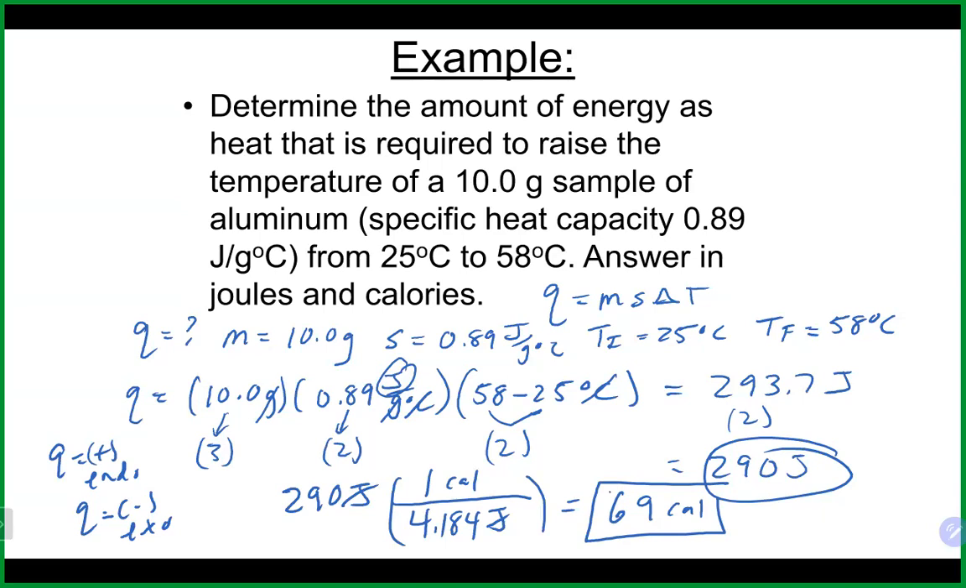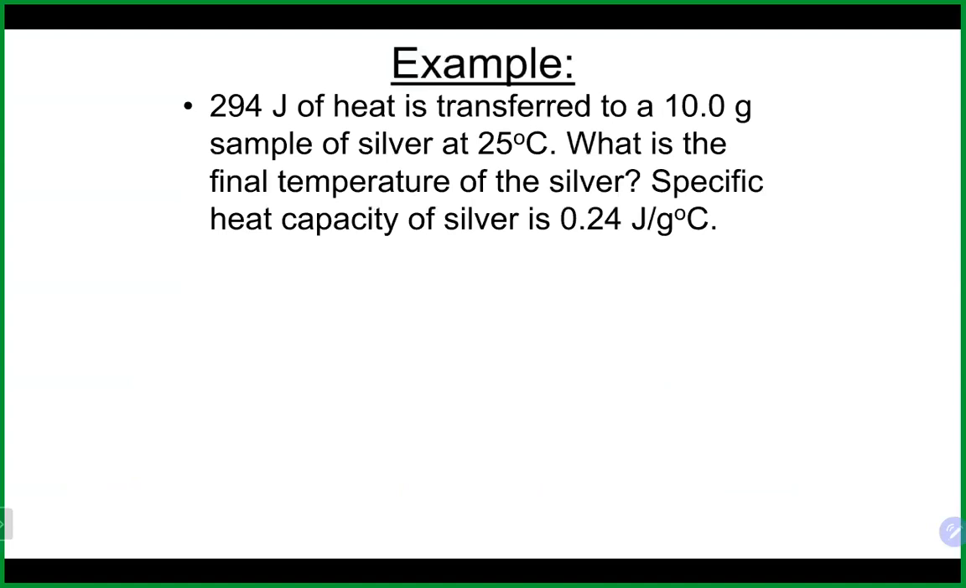Okay. So let's take a look at another one here. You've got 294 joules of heat transferred to a 10-gram sample of silver. What is the final temperature of the silver if specific? Okay, let's take a look.